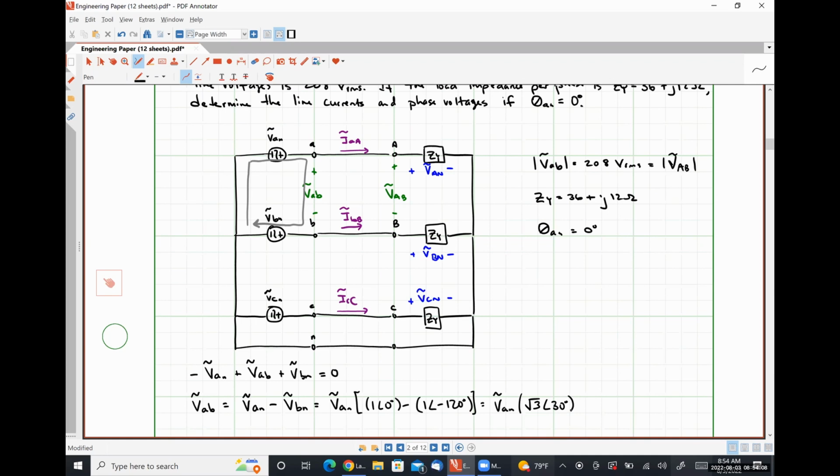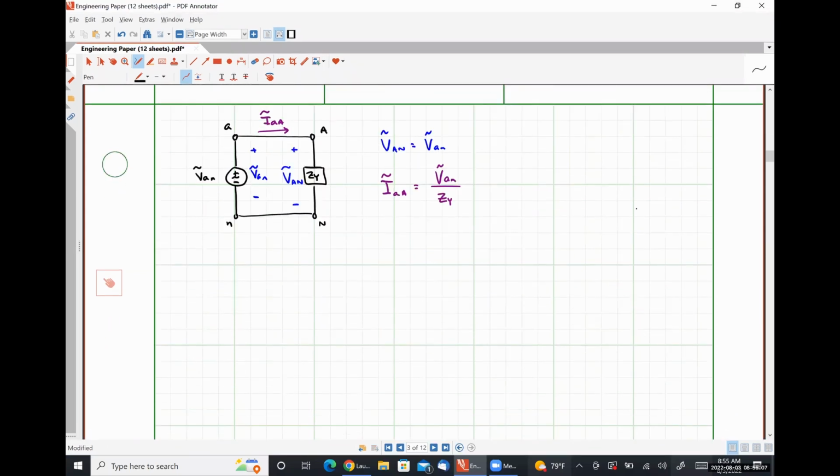So from this, the magnitude of VAB has to be the magnitude of VAN multiplied by a factor of square root of 3, and therefore the magnitude of VAN is the magnitude of VAB over the square root of 3, which will come out to be 120.089 volts RMS. We are given the phase angle for VAN right here. And so now we're effectively ready to solve for things.